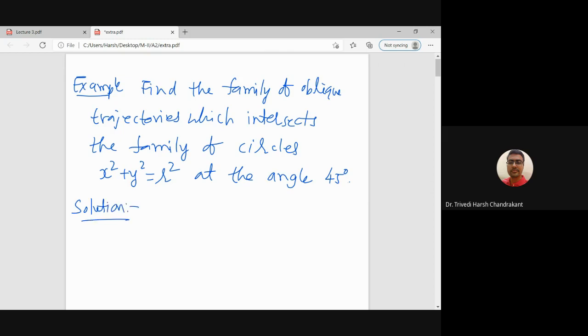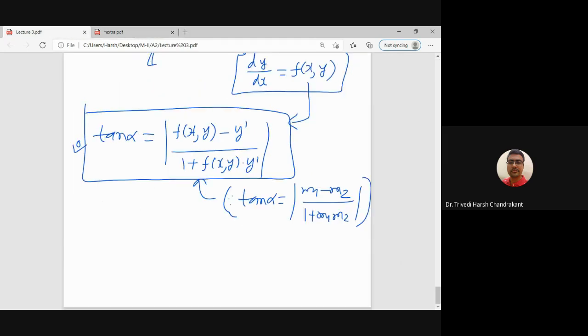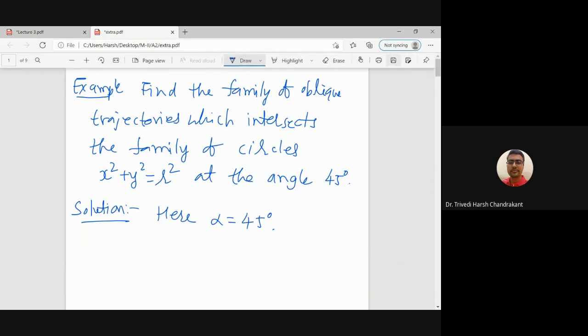So what is the procedure? The procedure is that we are given the angle alpha is equal to 45 degree, and we are given the equation of circle. So first we will find the differential equation from the equation of circle, and using whatever f we get for these circles, we'll substitute it here and we'll solve this new differential equation in terms of tan 45 degree. So let us first find out the differential equation of circle. We just now solved it, but let us find out this.